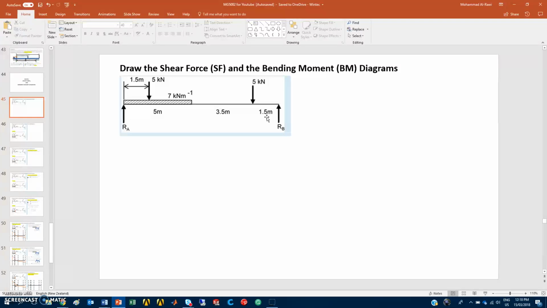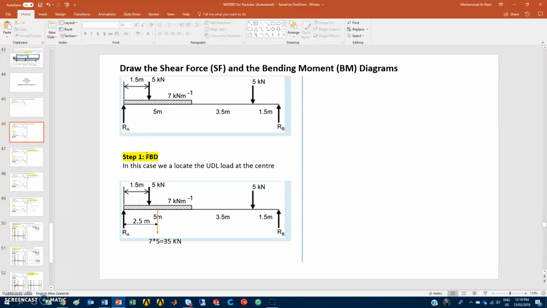For this kind of question, step 1 is the free body diagram. Since we have the support reactions, we need to calculate them. So step 1, find the free body diagram. In this case, we allocate the UDL load at the center. The middle of 5 meters is 2.5. The load 7 times the distance 5 gives you 35 kilonewtons, so at the centroid we'll have the weight of that UDL.